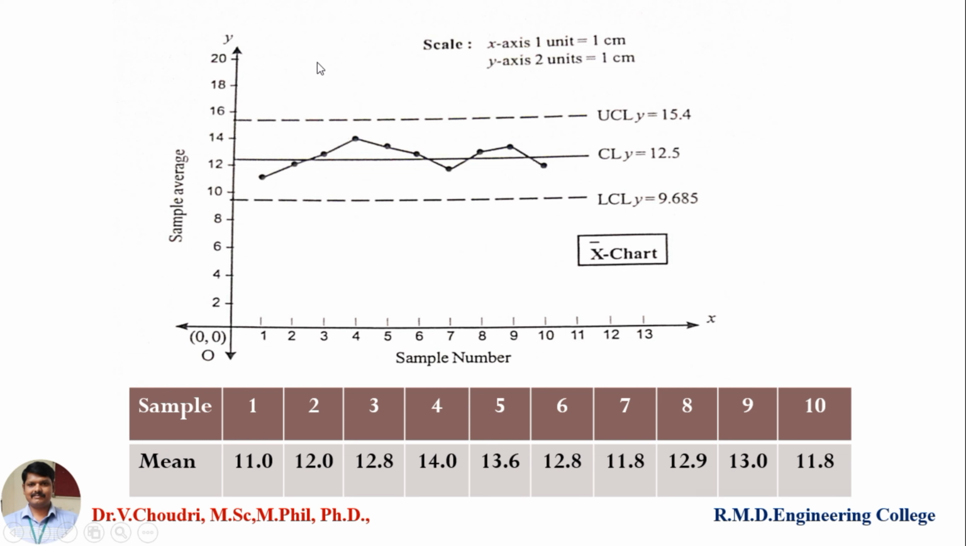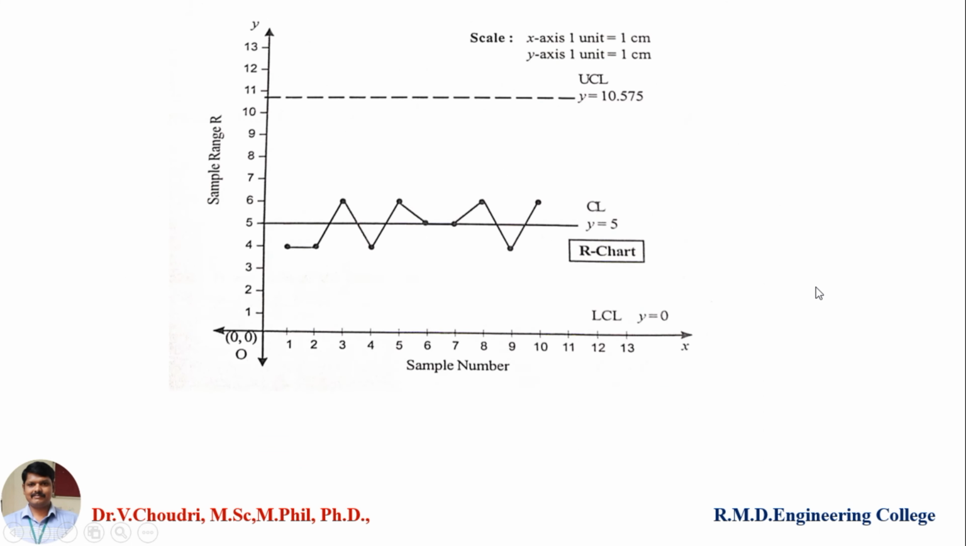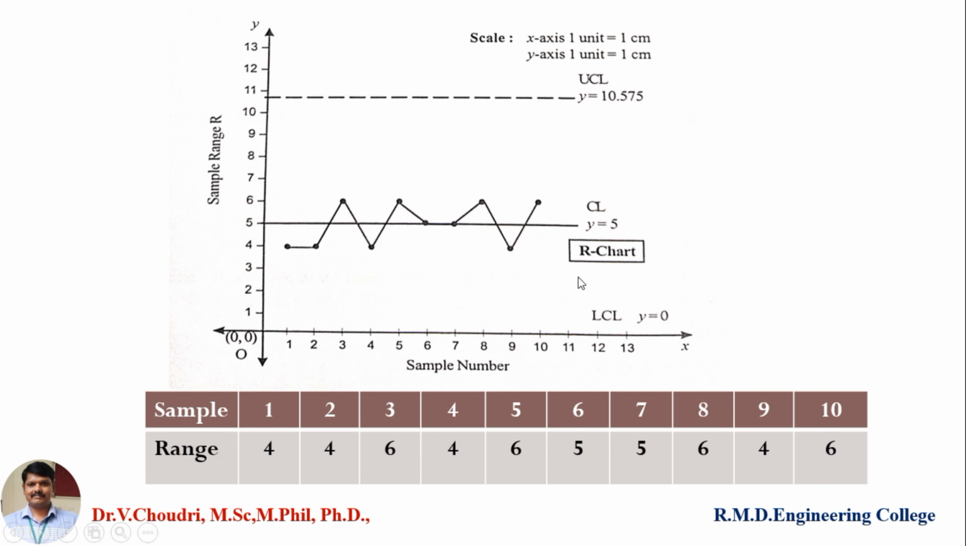So the process is in control. Now the CEO will be happy because of all the 10 branches. If the people are happier, they may raise the increment based on that category. Okay. Next, the R chart.